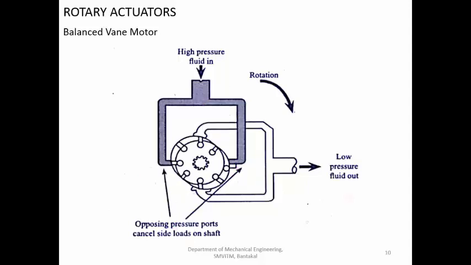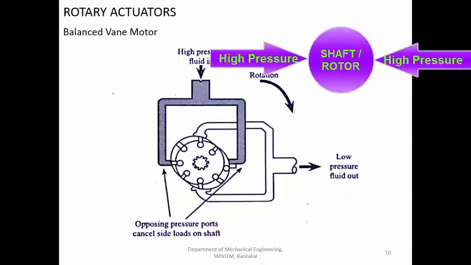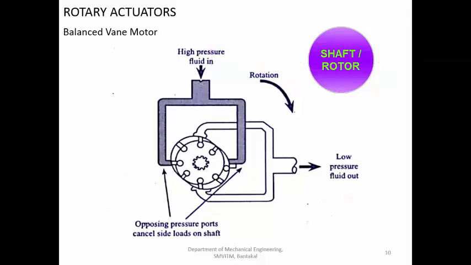Now if you are taking the shaft here, on the opposite sides you are having the same kind of forces. So the two forces will cancel out and the net force acting on the rotor will be 0. So there will not be any uneven load acting on the rotor of the vane. So the shafts are evenly loaded. So there will be less amount of vibrations during operation.